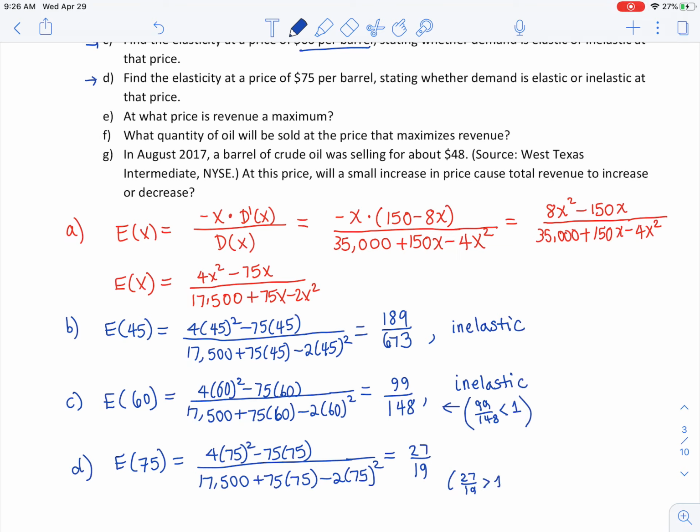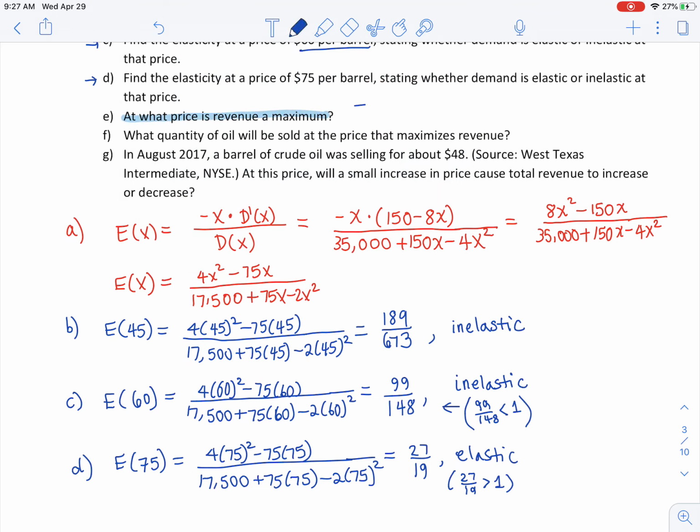You should get 27 over 19. And notice this 27 over 19 is definitely greater than 1, right? What do you say then? This is elastic. So if the demand is elastic, then if they increase the price a little bit, the total revenue will actually go down. It will decrease a little bit. So, all right, maybe it's already too expensive. All right, at what price is the revenue a maximum?